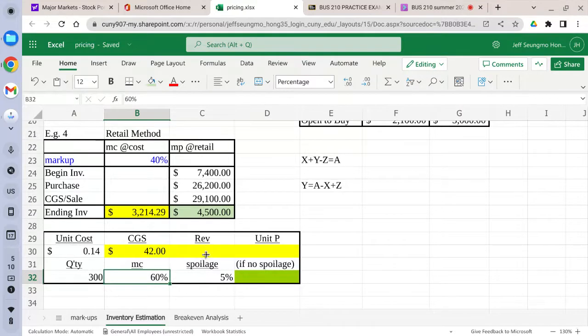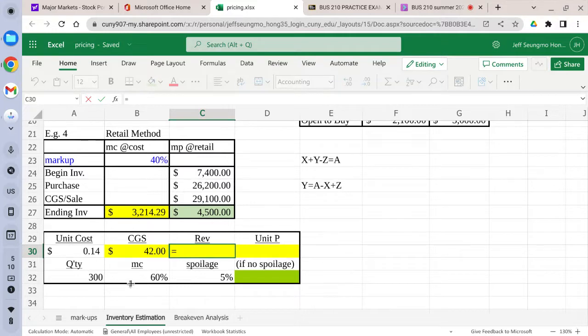So if he sells everything, what is the revenue? Revenue is price times quantity. Same concept: when the markup rate is based on cost, what is price? Price is CGS times 1 plus the markup rate based on cost. There you go. That should be the revenue. However, it's vegetables, tomatoes.